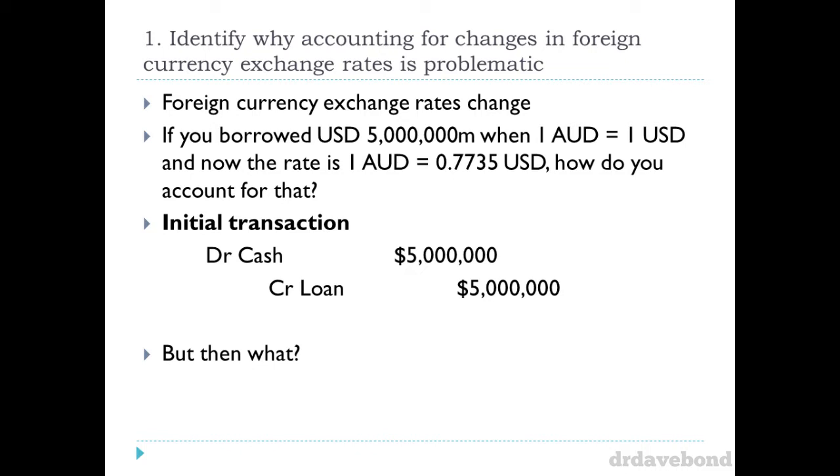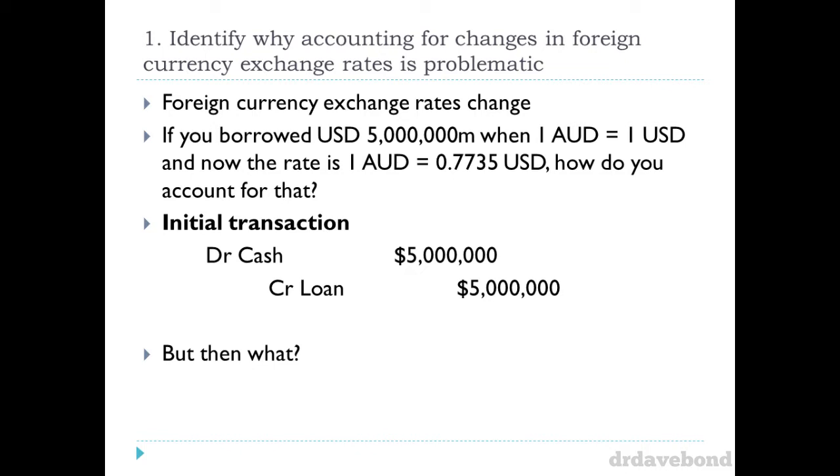This is at the point of time in which the transaction occurred. What happens 6 months, 12 months down the track when the exchange rates have weakened from an Aussie point of view and we get to the financial year end? Do we leave the cash at 5 million? Do we leave the loan at 5 million? Do we adjust them? If we do adjust them, how do we pick up that adjustment?